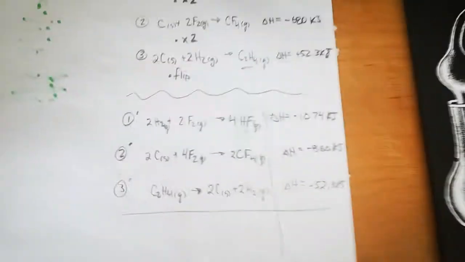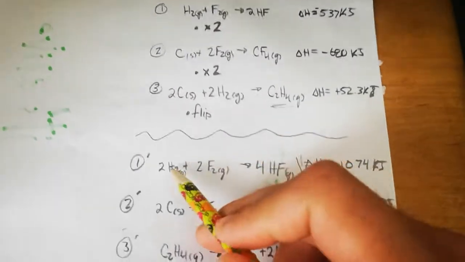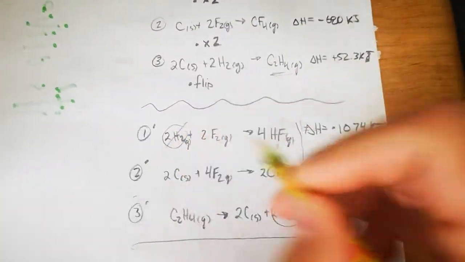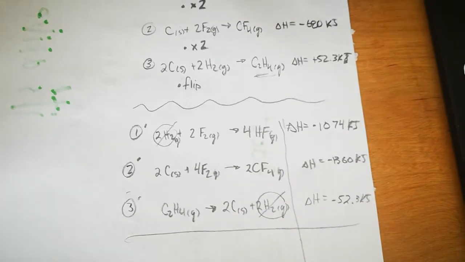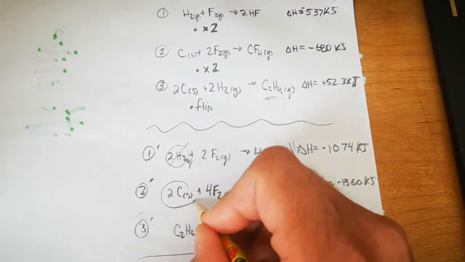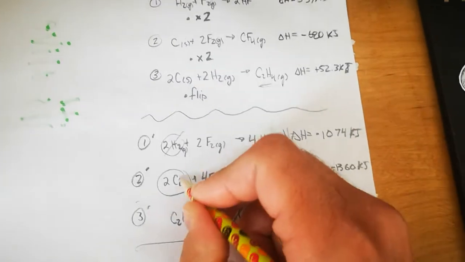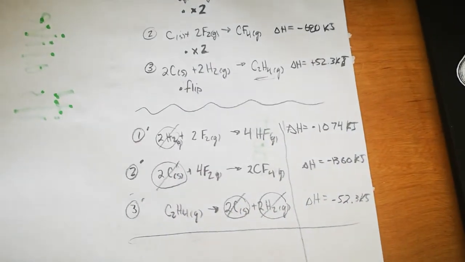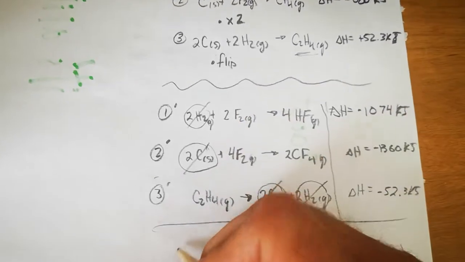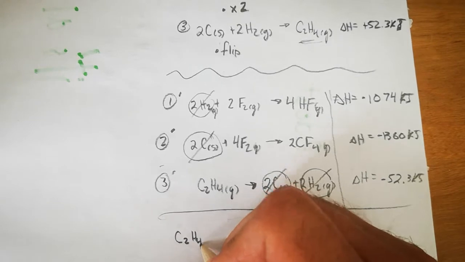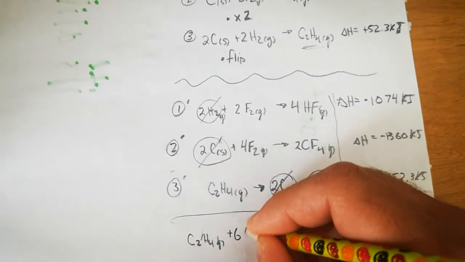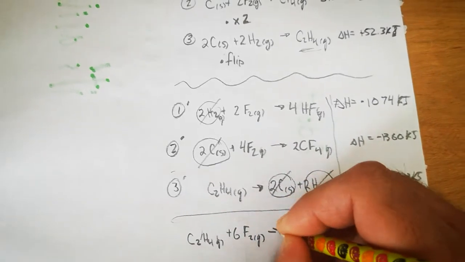Now, let's add everything together here. Okay, so here we've got 2 hydrogens as reactants, 2 hydrogens as products. Here we've got 2 carbons as a reactant, and here we have 2 carbons as a product. So we'll cancel out anything that's both on the reactant and product side, or reduce. What's left here is we've got C2H4 as a gas, plus 6 fluorine gas molecules.